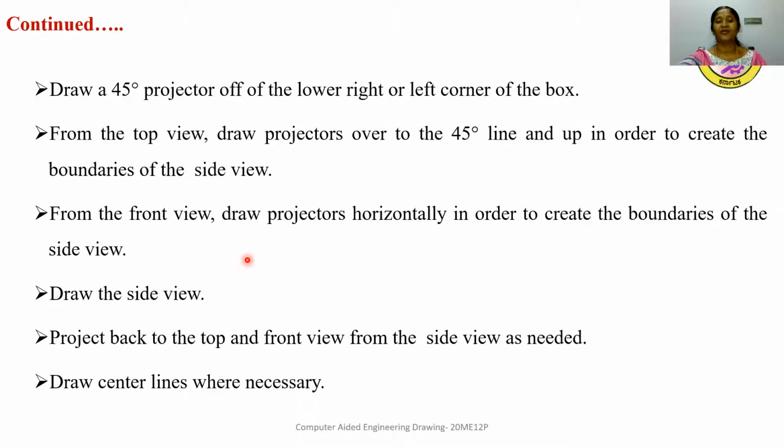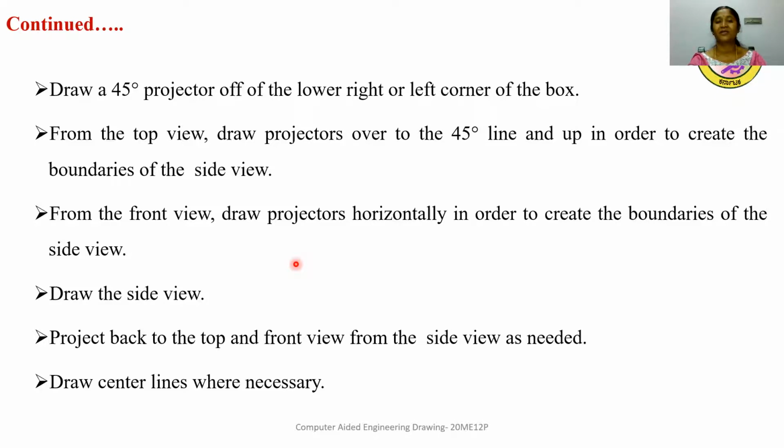So for that, you draw the horizontal projectors from the front view to the side view. Complete the side view. Project back to the front and the top view from the side view as needed if you want to show any hidden lines. And finally, draw the center lines wherever it is necessary. So these are the steps to be followed in order to draw the orthographic projection for a given component. First, we have to draw the front view.